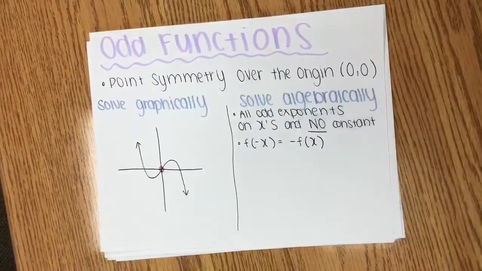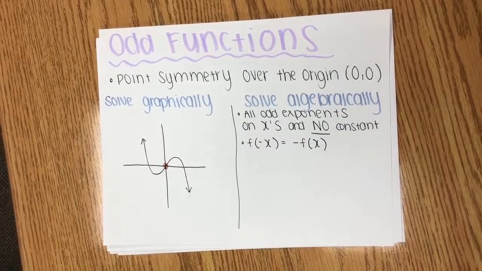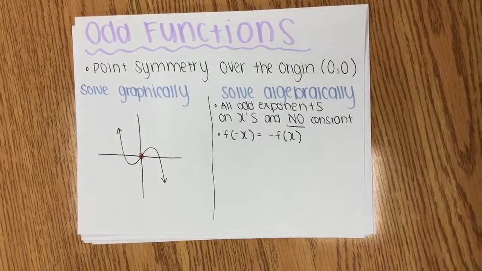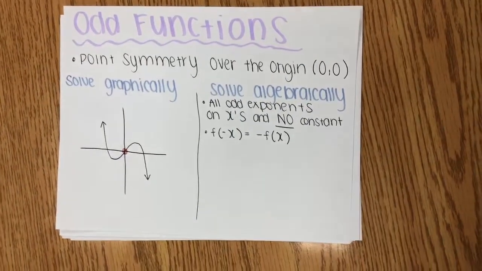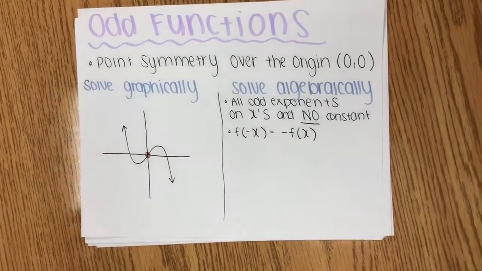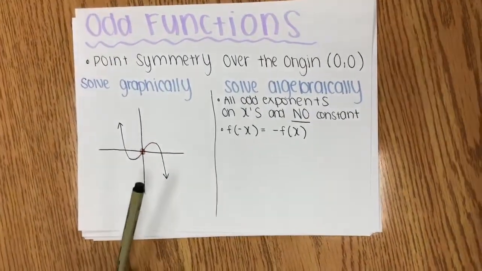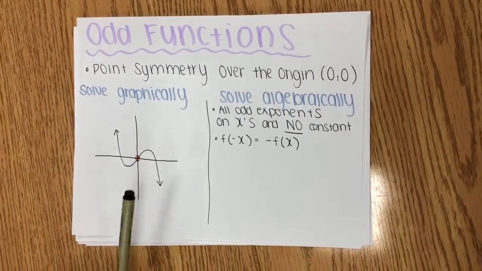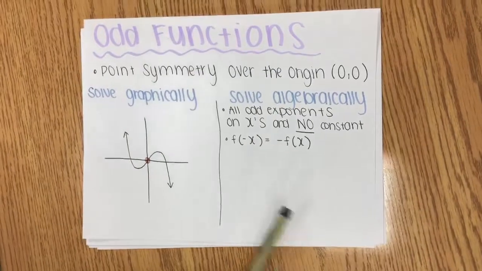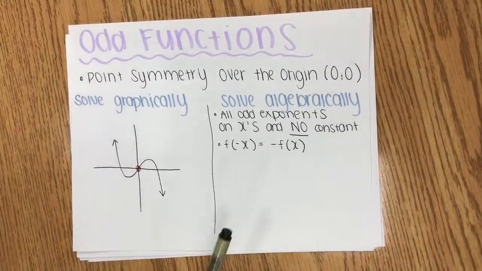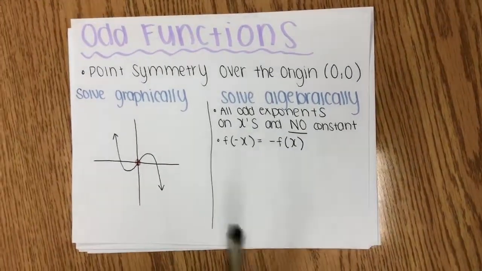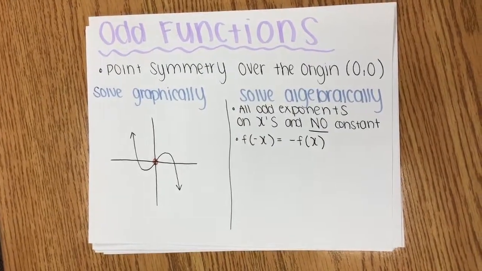Now we're going to learn about odd functions. Odd functions are when there's point symmetry over the origin, which is at (0, 0). You can solve odd functions in two ways: graphically and algebraically. To solve an odd function graphically, you look for the origin and see if the function can be rotated and still be symmetrical. To solve an odd function algebraically, first make sure that all the exponents on the x's are odd when the equation is in standard form, and there cannot be any constant. Also, when you plug in a negative value for x in the original equation, all the signs of the original equation will flip, and you can tell that it's an odd function.